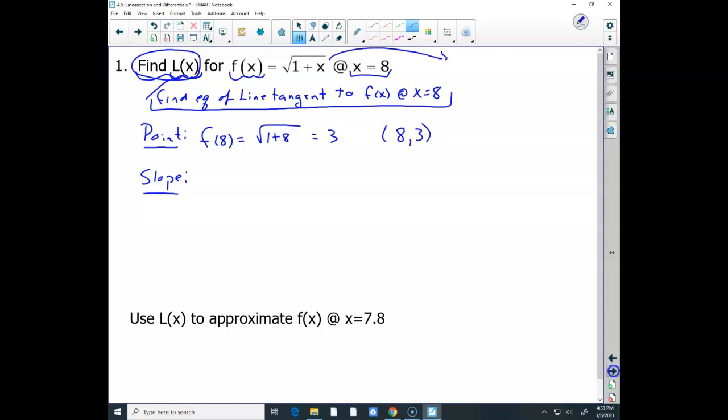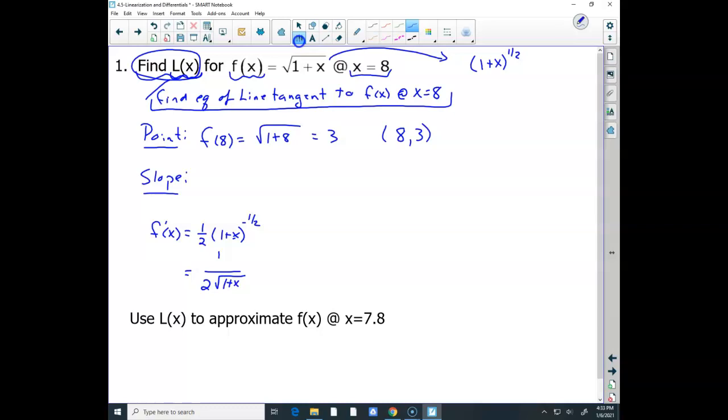Well, we need the derivative. Remember, we're going to look at this as 1 plus x to the 1/2. So when we find that derivative, f prime of x is going to equal 1/2 times 1 plus x to the negative 1/2. Don't forget the chain rule. It's just 1 in this case. So my derivative is actually 1 over 2 square root of 1 plus x.